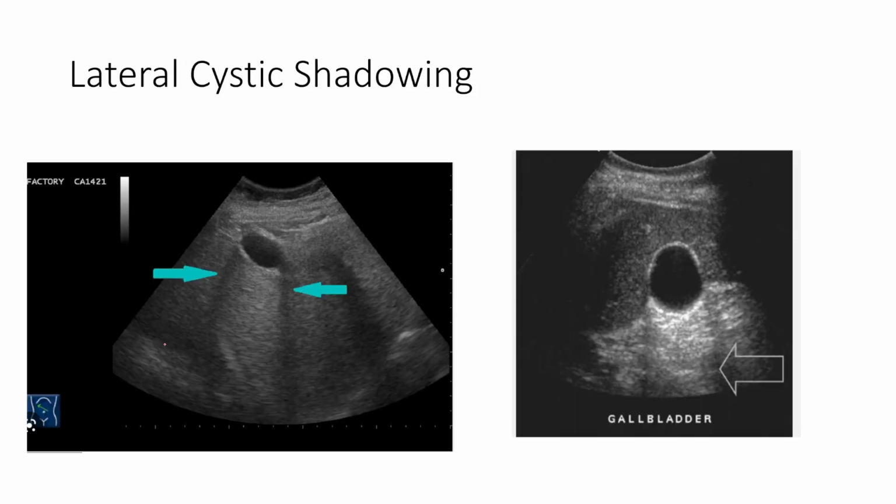Then we have lateral cystic artifacts, or edge shadowing. In this, because of the attenuation and refraction at the edge of curved structures, you can see hypoechoic zones which are called lateral cystic shadowing.